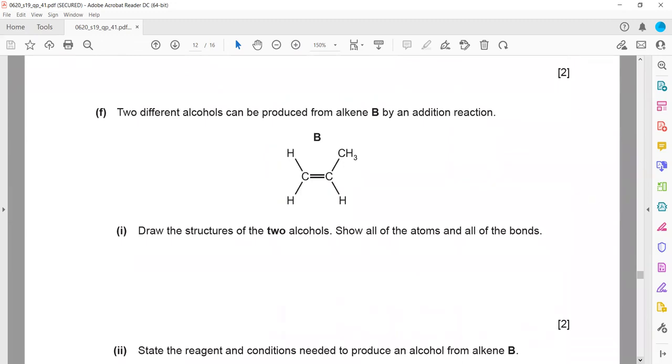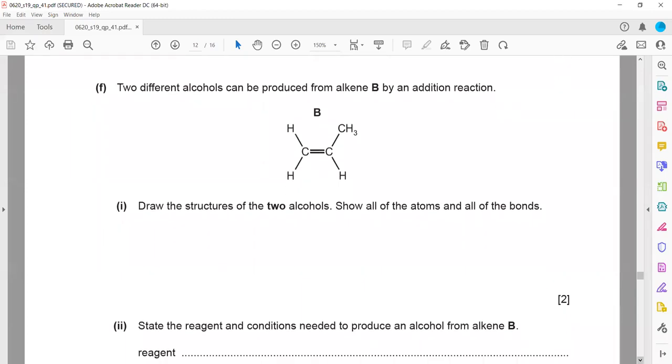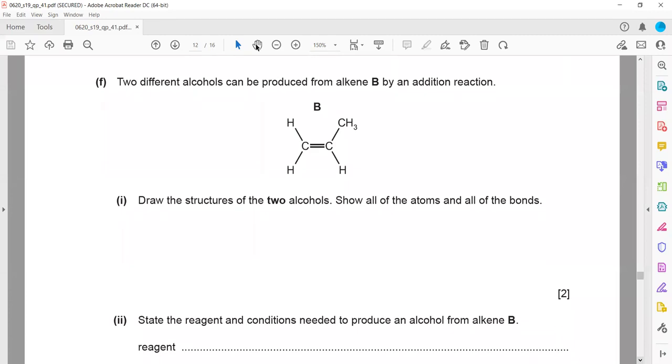Two different alcohols can be produced from alkene by addition reaction. Draw the structure of the two alcohols. So when alkene undergoes addition reaction, what is the condition here? Any alkene is there, it reacts with steam. Steam means H2O, or we can say H and OH.